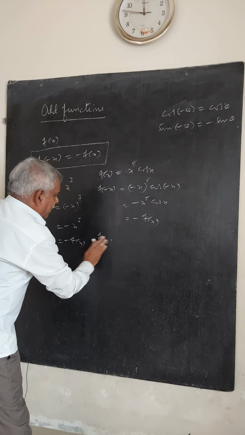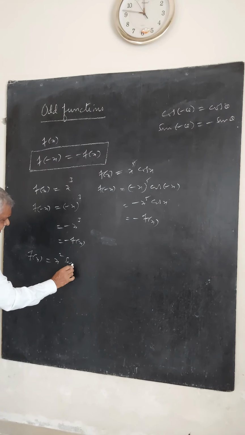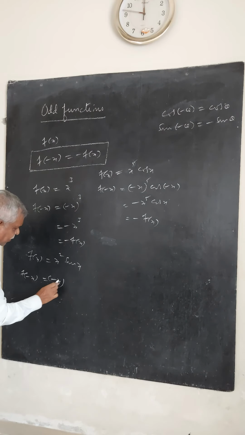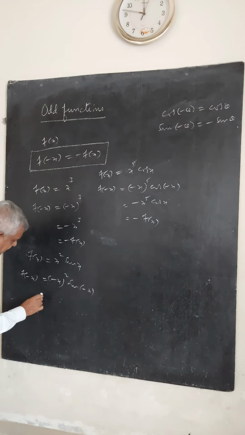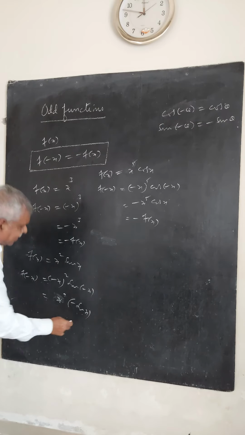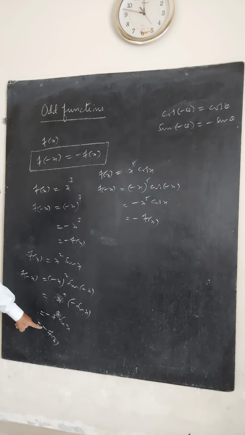Similarly, here I am writing f of x equal to x squared sin x. Put minus x wherever x comes: minus x whole square sin of minus x. Negative whole square is positive, sin of minus x is minus sin x as per the rule. Therefore, negative comes out, minus x square sin x. What is x square sin x? f of x. Therefore, f of minus x is minus f of x. These are all examples for odd functions.